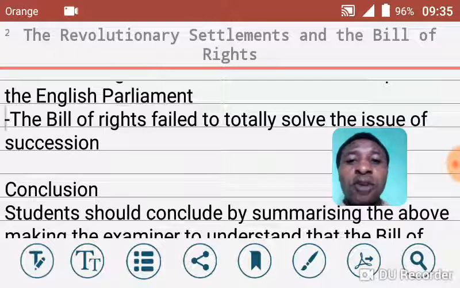And talking about the issue of succession, the Bill of Rights vaguely stated that after Mary, the crown will go to Princess Anne and her descendants. But they failed to understand that Princess Anne could lose all her children, and so Princess Anne lost all her children. That was why the Act of Settlement of 1701 stated that after Anne, the crown will go to Princess Sophia. Princess Sophia was the granddaughter of James I, who was married to an elector of Hanover.